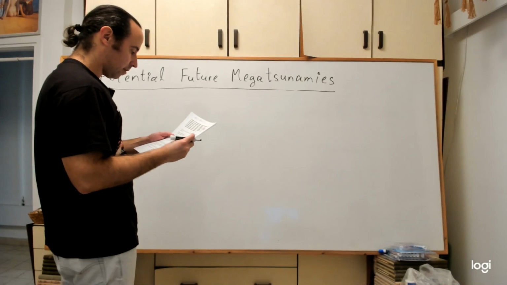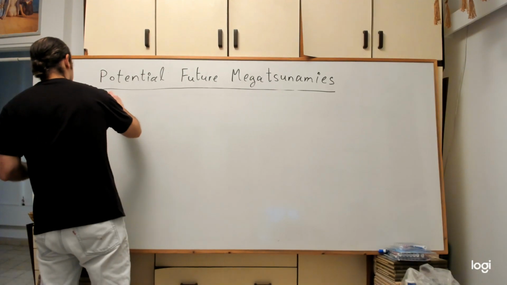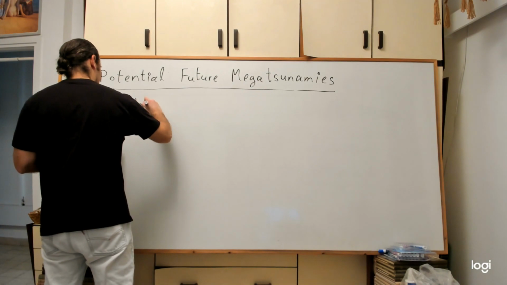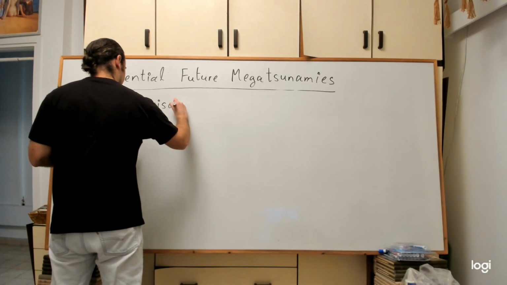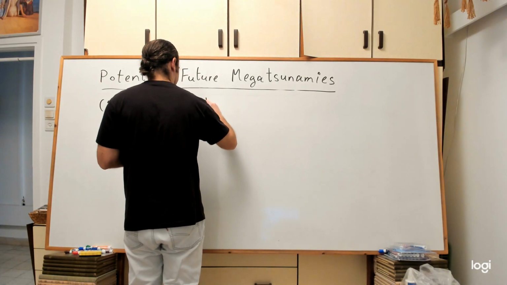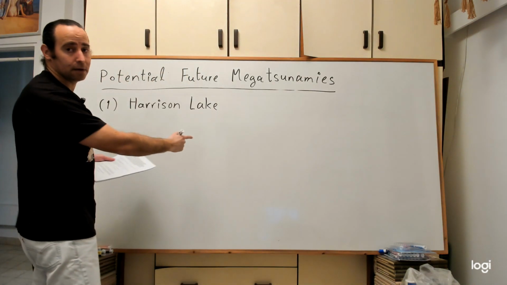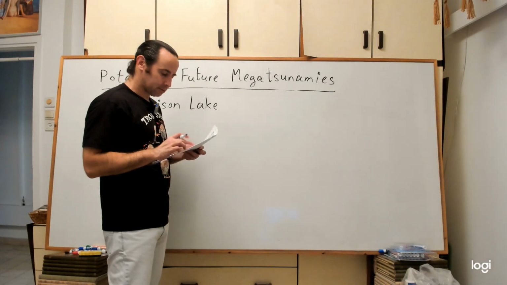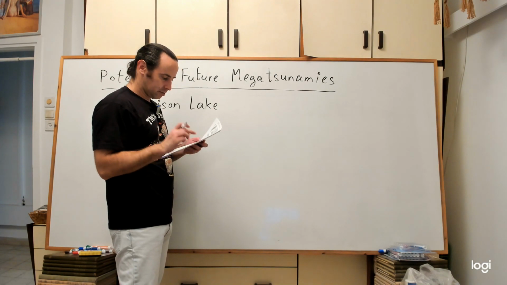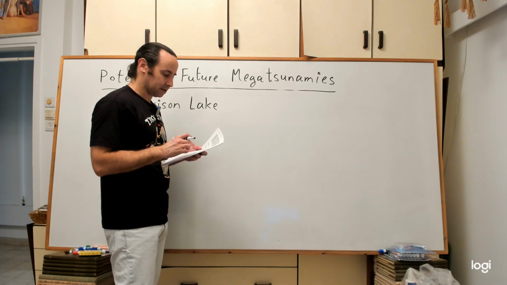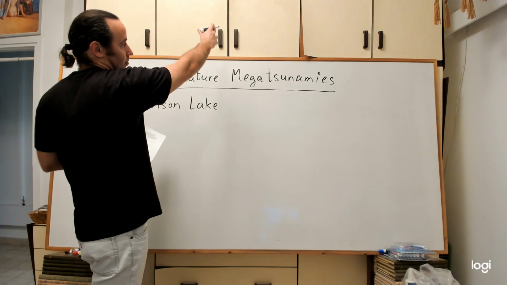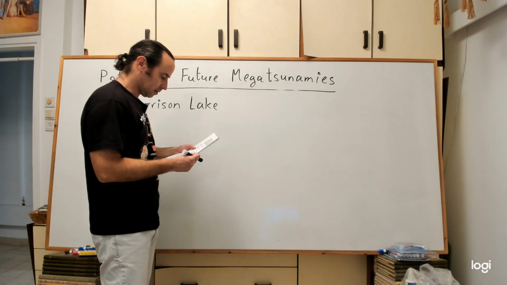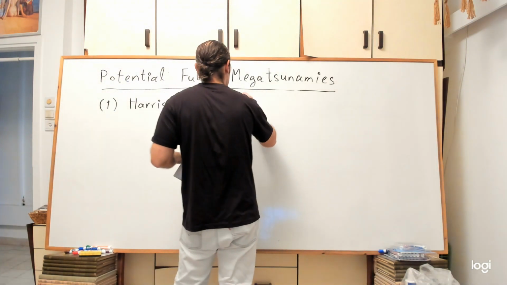Okay, so I'll give you 4. 1, Harrison Lake. This is in Canada, near Vancouver, British Columbia, Mount Breckenridge. Harrison Hot Springs. Okay, there is a lake and it's going from the north to the south and there is supposed to be a mega tsunami. Okay, so this is like Canada.